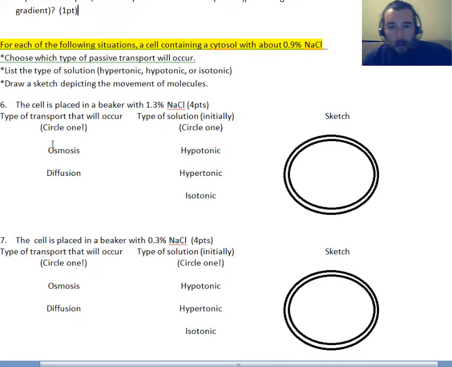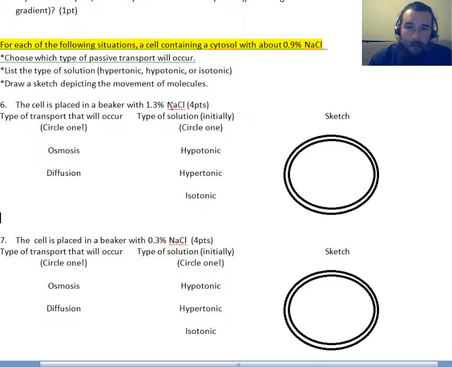Here we go. Alright, so you got your cell. For each of these, you're going to choose what type of passive transport. Is it plan A or plan B? List the type of solution. Is it hypertonic, hypotonic, or isotonic? And draw me a sketch using this nice, sweet double membrane over here.